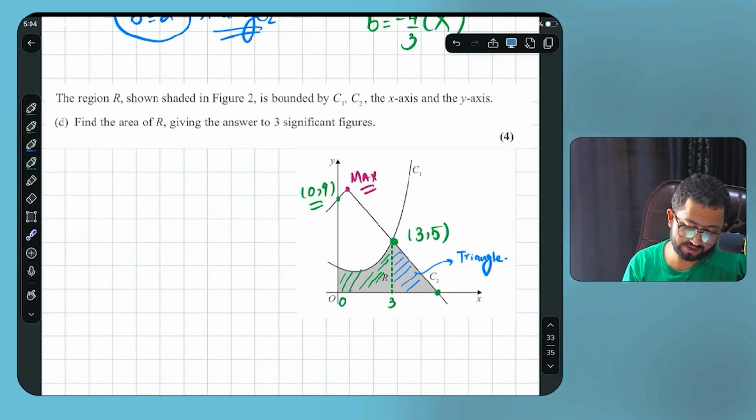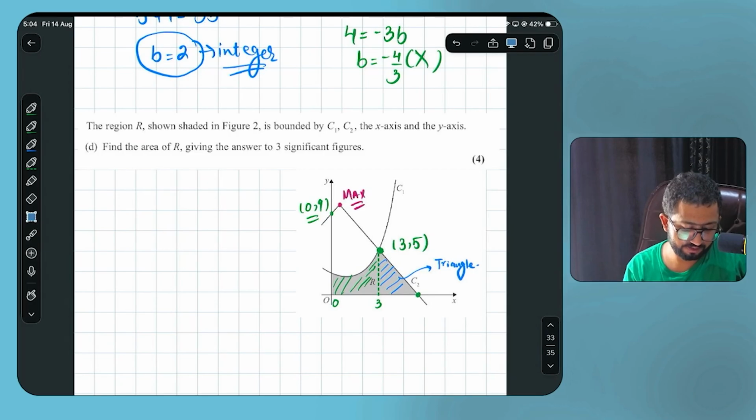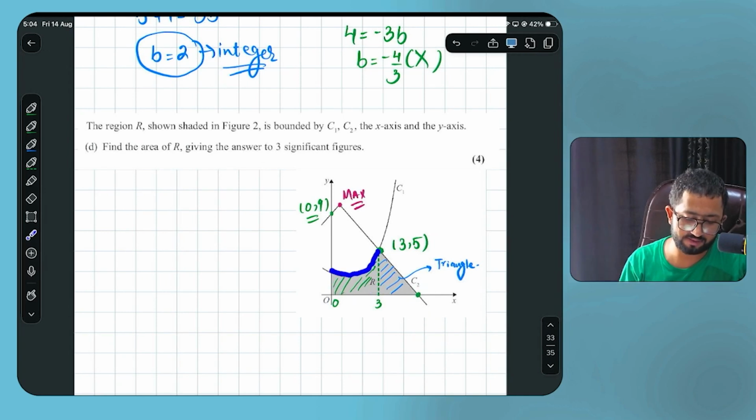So let's integrate first from 0 to 3 only this curve. Be careful. Only this curve. If you find the area of this region R directly from 0 to this point, you will get the wrong answer because there are two curves. The first one is a curve, the second one is a modulus function. So which function you have to use, you are not sure about that. So please be careful. First integrate from 0 to 3, then find the area of the triangle and add both of them. You will get the final answer.